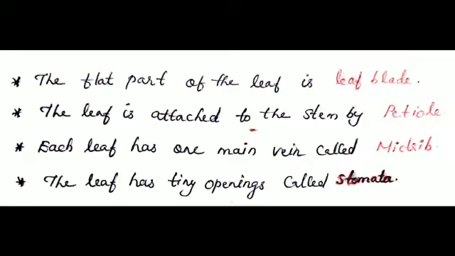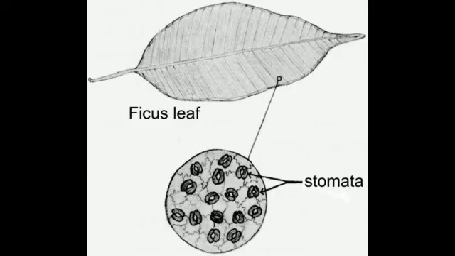Then petiole. The leaf is attached to the stem by petiole. Each leaf has one main vein called midrib. Then the last is the leaf has tiny openings called stomata. The leaves take carbon dioxide from the atmosphere through the stomata.